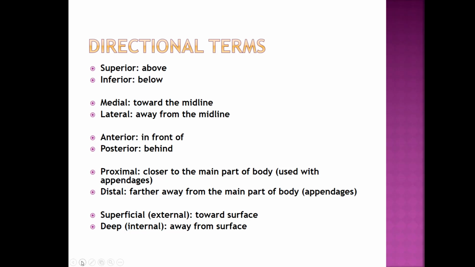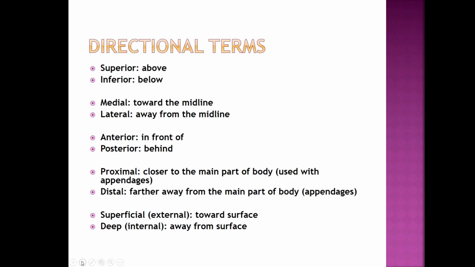So these pairs are opposite one another. So superior is above, inferior is below, medial is towards the middle of your body, the midline of your body, and lateral is away from the midline, so on the outside. So medial is towards the middle, lateral's on the edges. Anterior is in front of, posterior is behind. With some organisms and sometimes in our body, anterior can also be ventral and posterior can also be dorsal.